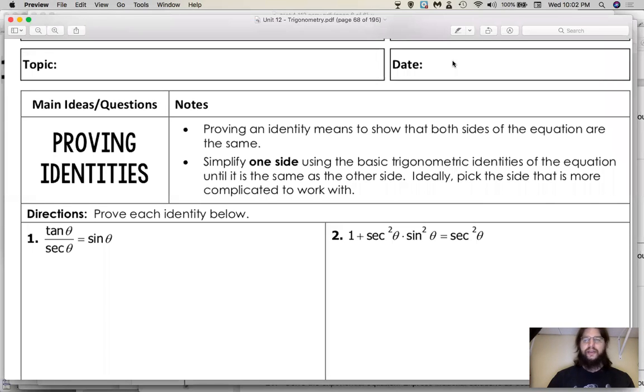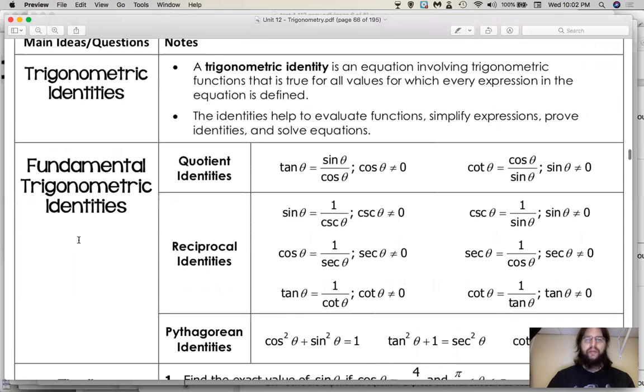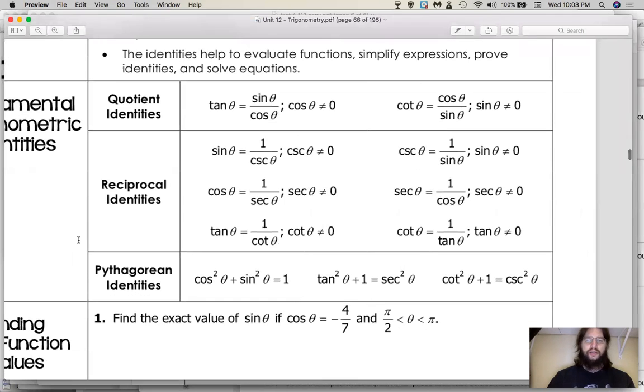All right, guys, now it's time to actually prove some identities. So the difference from just simplifying them is we got what looks like an equal sign. Okay, don't get confused. This is not an equal sign. It looks like one, though. So whenever you're doing proofs, make sure you're looking at all these. These are your trigonometric identities. These are what you're going to use to attack your proof.